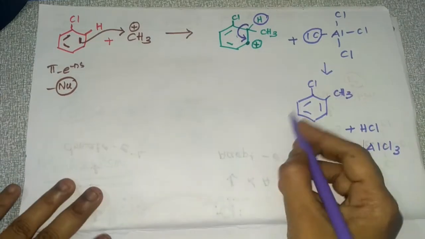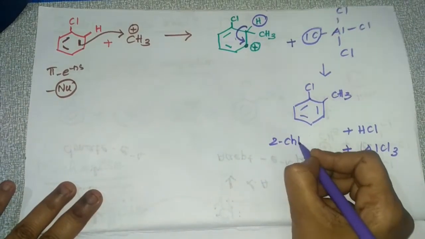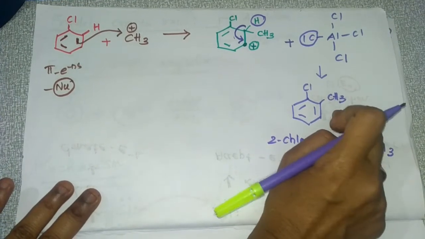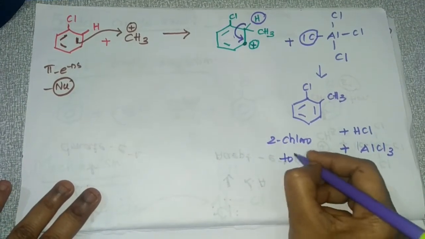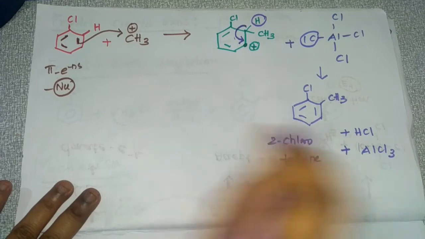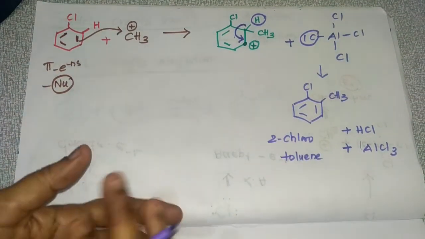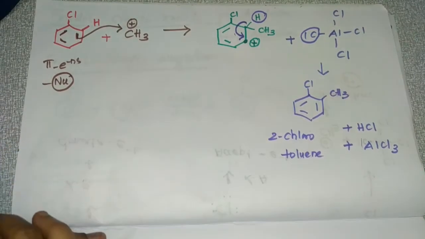So what is this one? This is 2-chloro. If CH3 is added to this benzene ring, it will be toluene, or ortho-chlorotoluene. So anything you can write. This is the mechanism of this reaction.